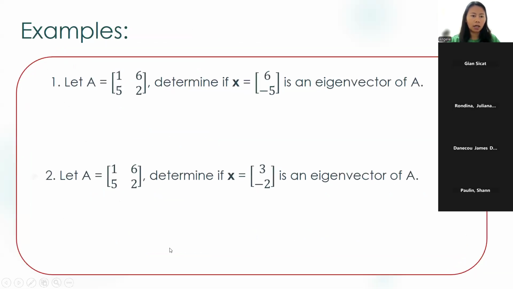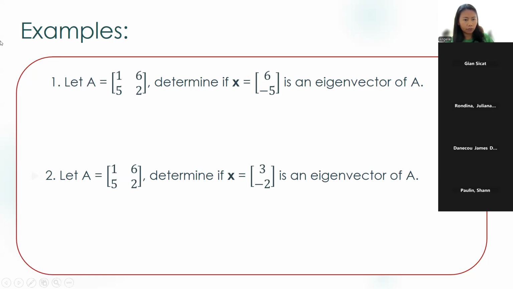Okay, we have this example. Now we let A be the matrix. With this matrix, determine if x, which is this eigenvector of A, is really an eigenvector of A. Kanisya is checking lang if this is really an eigenvector of this matrix. So are you going to do that?